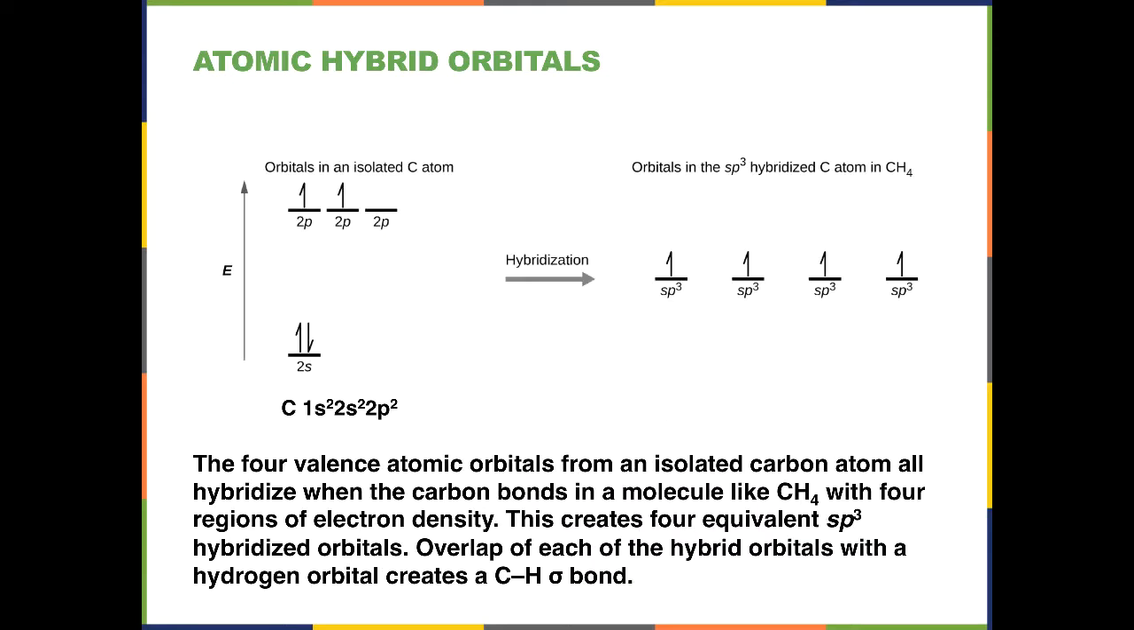And here's an example of an atom that does that. Carbon starts out, as you can see, with two electrons in the s and two electrons in the 2p. Each of the p orbitals, the px, the py, and the pz, hybridize with the s to form four sp3. And then each of these can form a sigma bond with hydrogen and form methane, CH4. The configuration of that will be a tetrahedral configuration with a hydrogen at each corner of the tetrahedron.